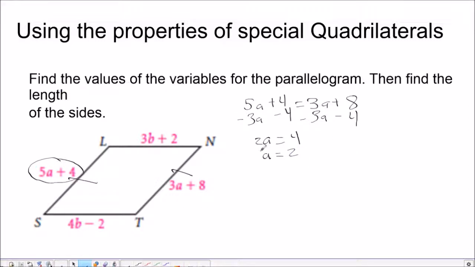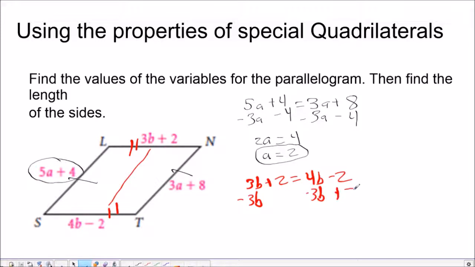Find the value of the variables. I have one of the variables, but there's another variable. So guys, now that you've seen an example, pause the video and you try to figure out how to find b. When you're ready, hit play. Here I go. Okay, I know that 3b plus 2 is the same as the opposite side. So 2 marks is the same as 4b minus 2. Let's do a little bit of algebra. Minus 3b, plus 2, plus 2. We're going to cancel those. 4b minus 3b is b, and 2 plus 2 is 4.